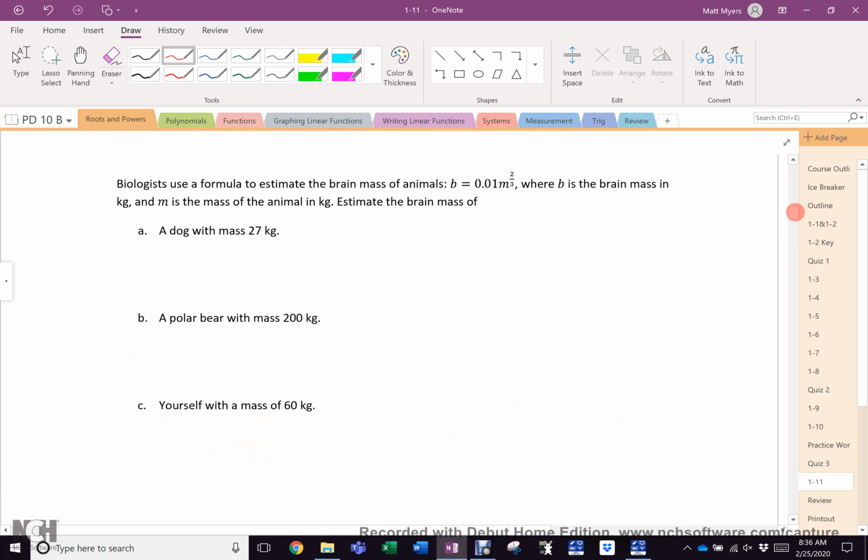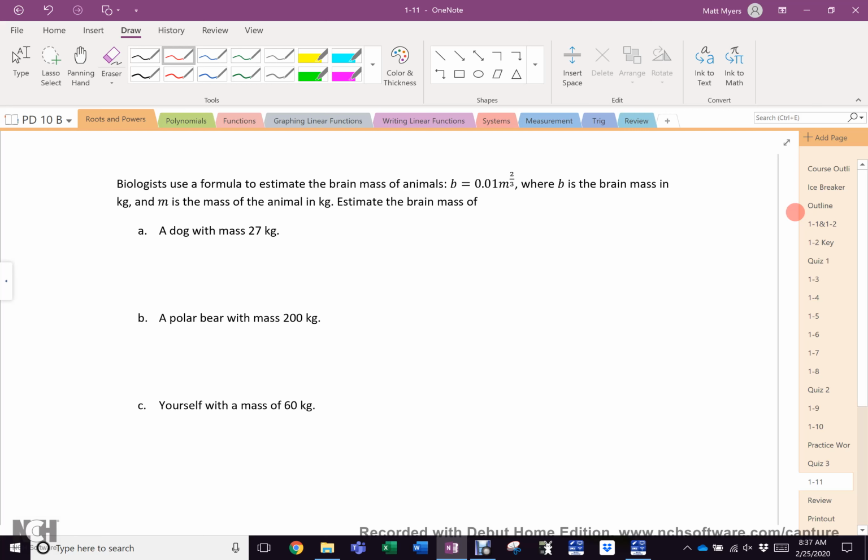Read that question. Read the word problem. I'll give you a moment to read it. Can I do A without a calculator? And the question then becomes, why? Why can I do A without a calculator? Who can tell me why I can do A without a calculator?